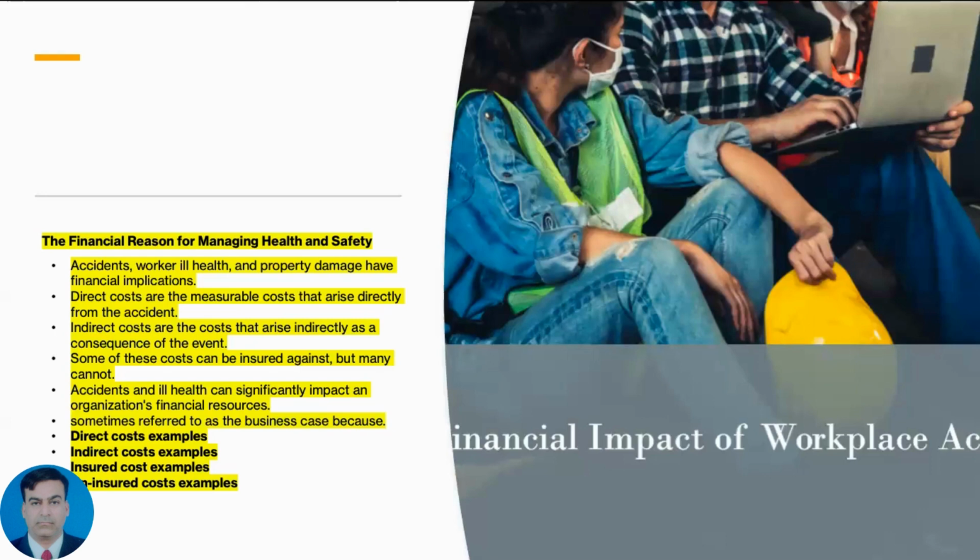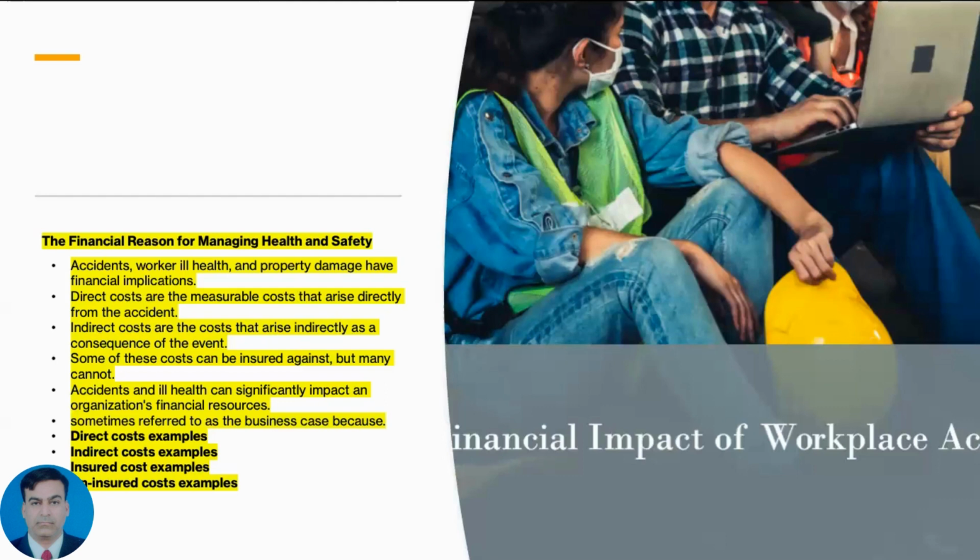Now, we will discuss the insured and uninsured costs. Insured costs are the costs that can be covered by insurance policies. These are the expenses that an organization can claim from their insurance provider in the event of an accident or loss. Here are some examples of the insured costs.